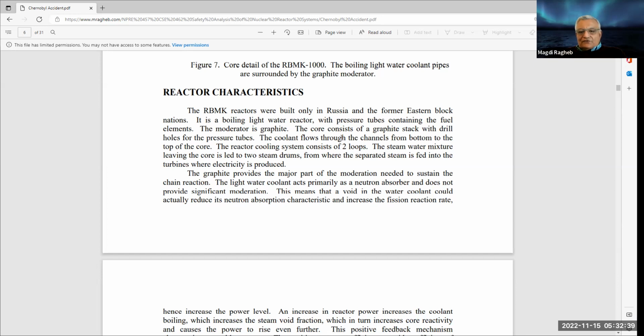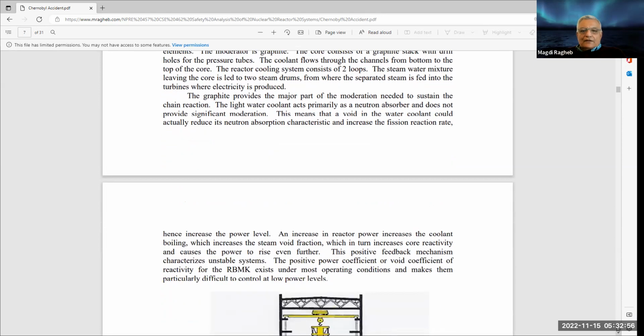The reactor cooling system had two loops. The steam water mixture leaving the core is led to two steam drums. They're really long cylinders, as you've seen in the diagram, where the separated steam is fed into the turbines, and that's where the electricity is being produced. The graphite provides a major part of the moderation. It is not the water. So the water there is not for moderation. The water is simply for boiling.